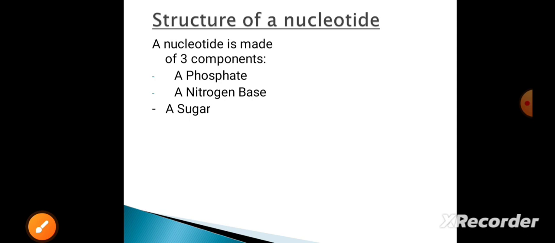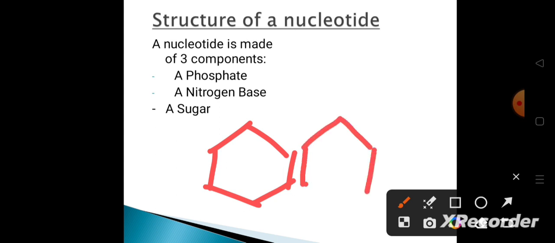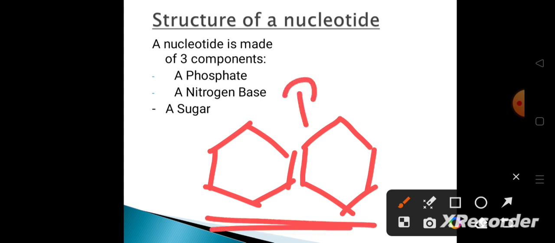If we talk about the structure, pyrimidine consists of a single ring. This type of ring is there in the case of thymine and other pyrimidines. But if we talk about purines, they hold a double ring. So this is the structure of purine.